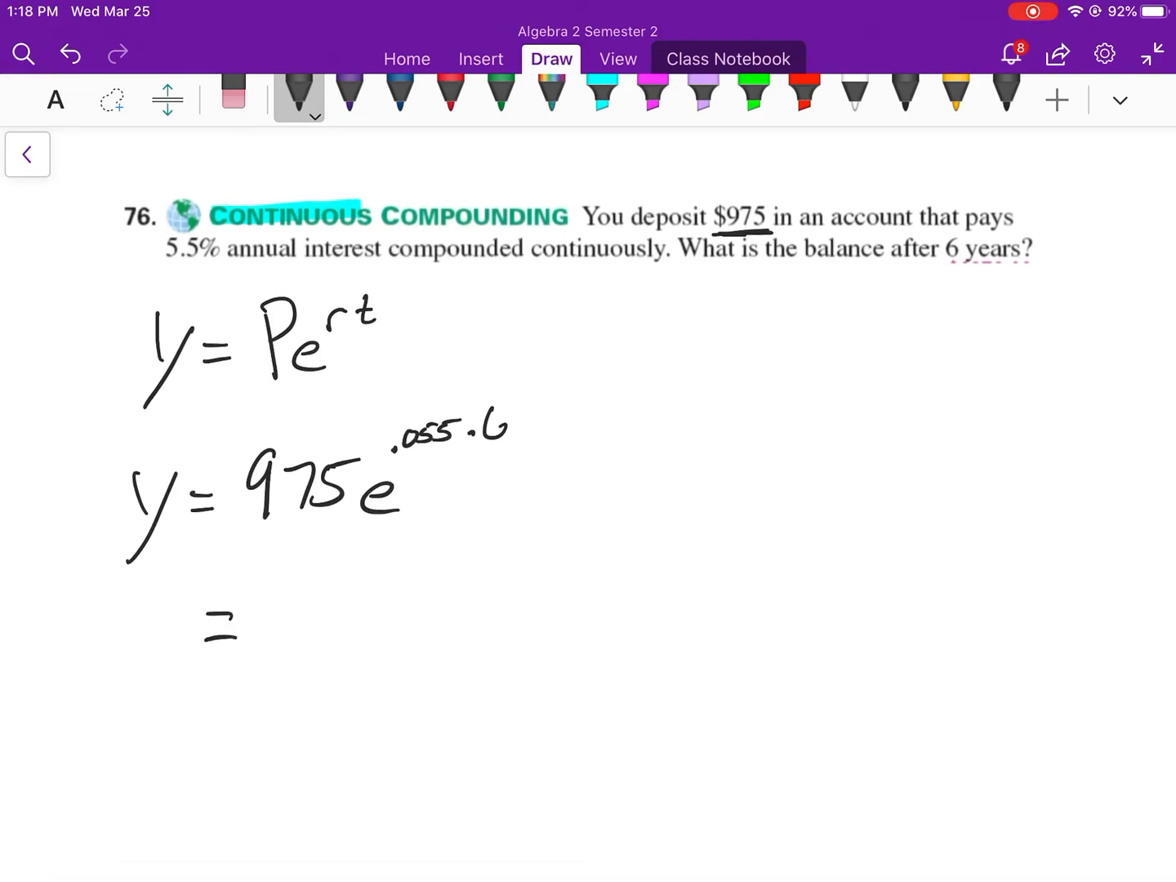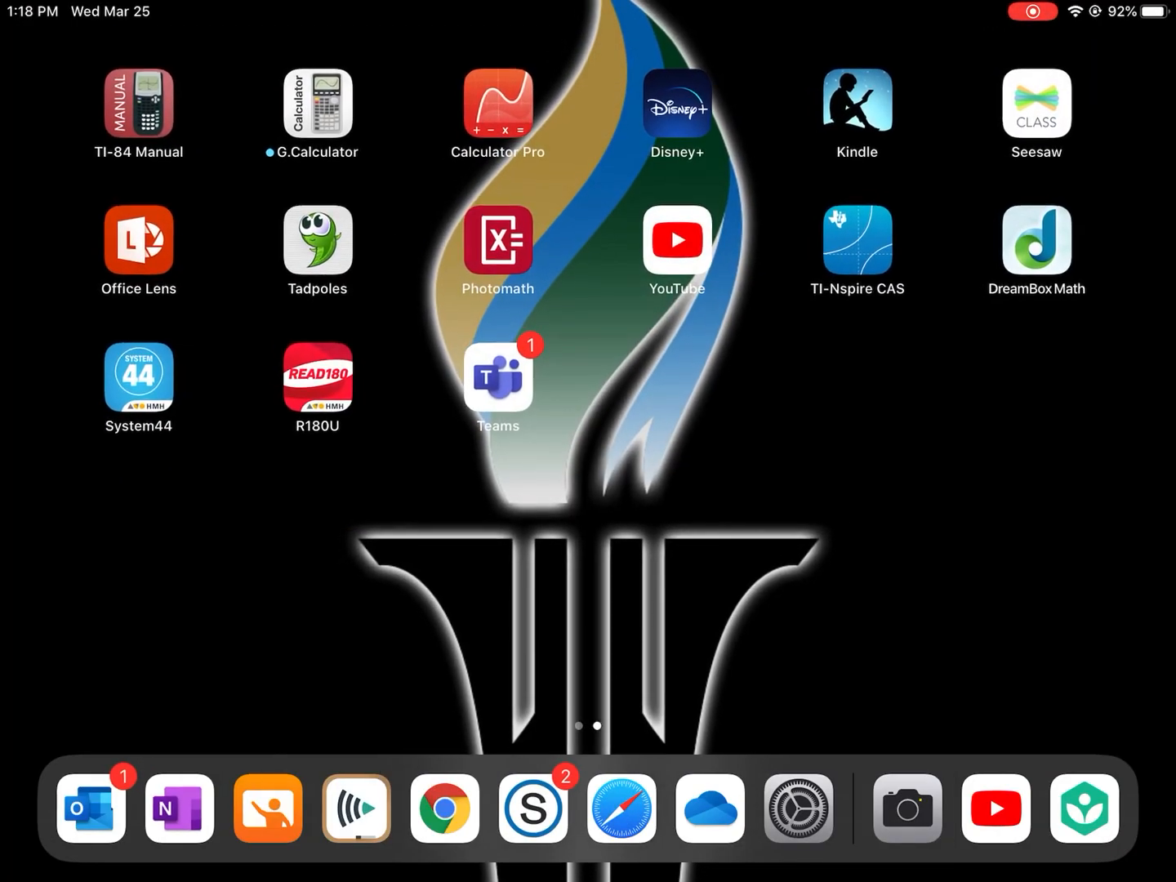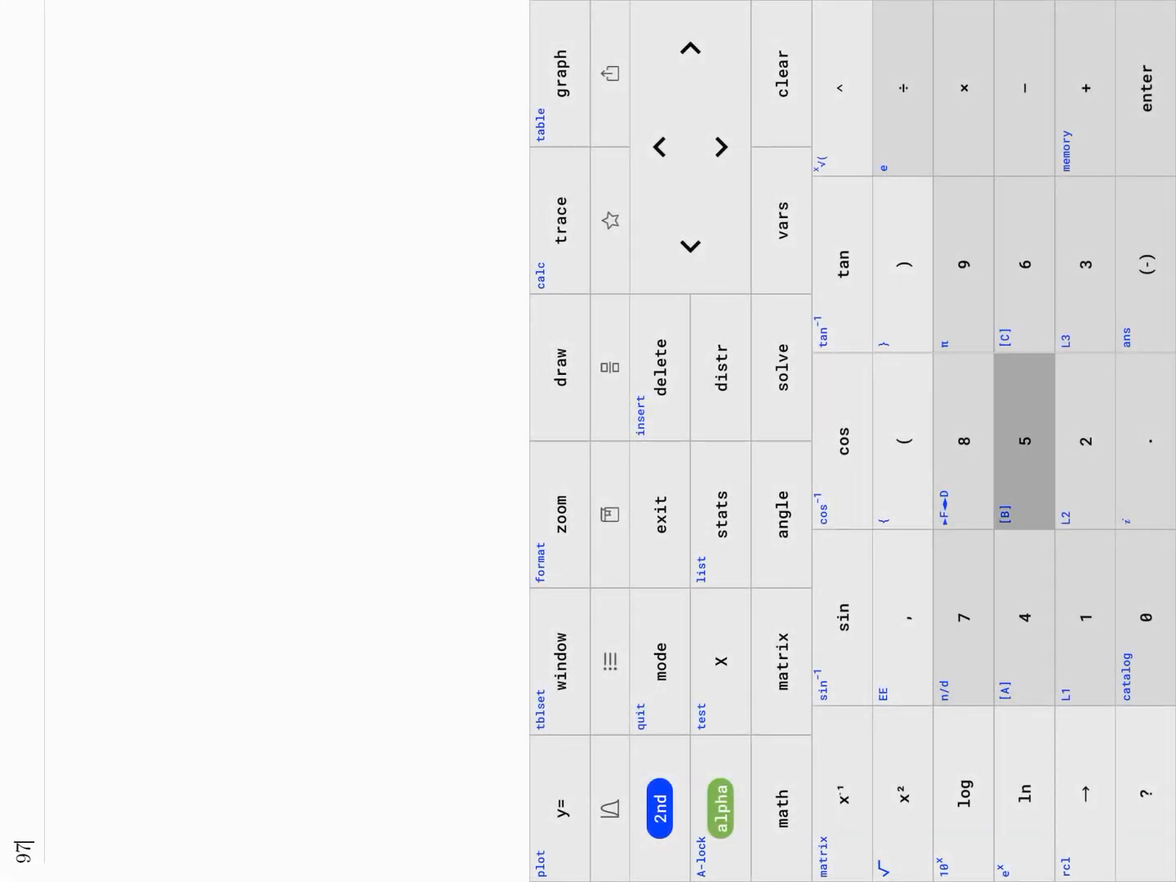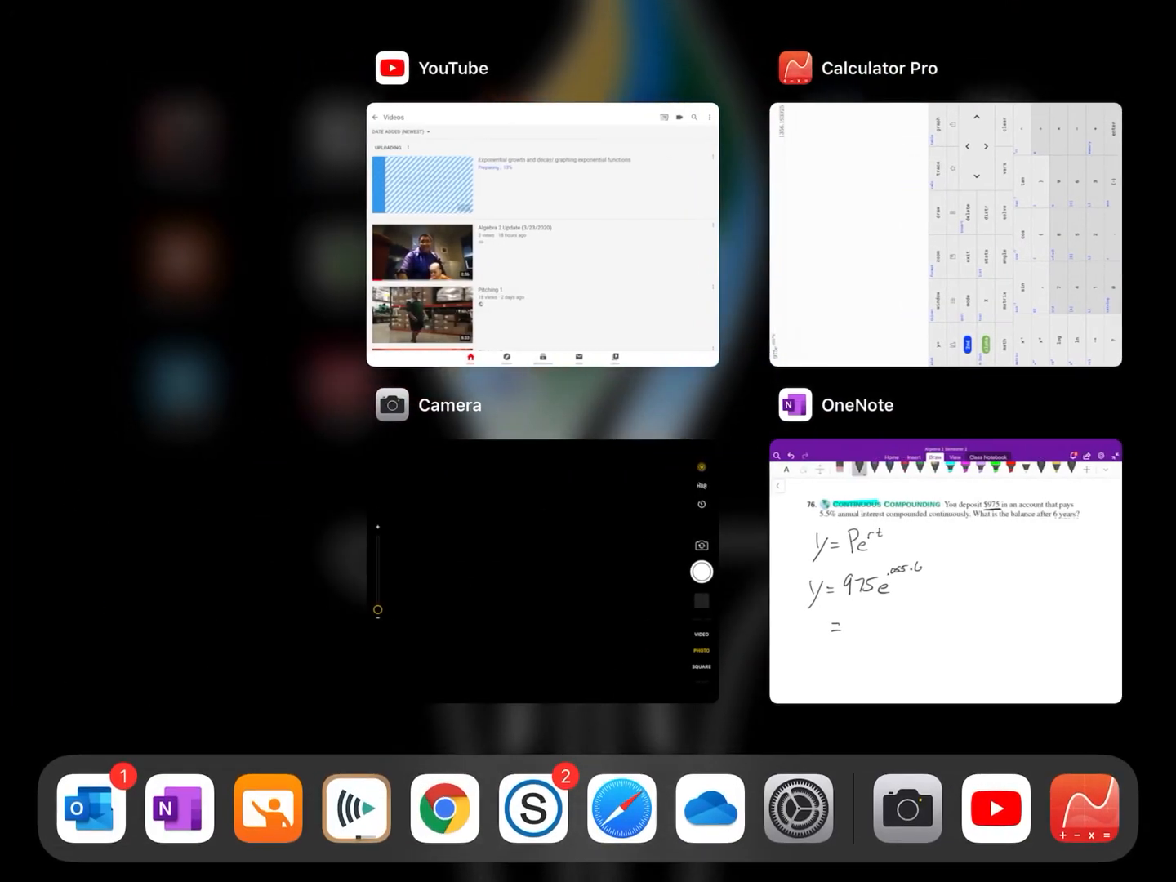Okay, so going and plugging this in, I will show you this one just because of the E. 975 times, so if you look at it, 975, and we got that E. If you look on the left side towards the bottom, you see that in the blue, you got E to the X. That is the button we're going to use. Second ln then. Okay, and then we had 0.055 times 6. So looking for the amount after 6 years. Hit enter. 1,356.19.